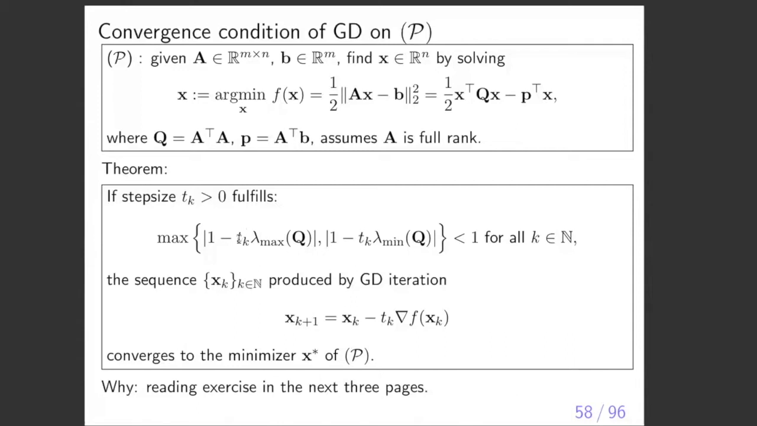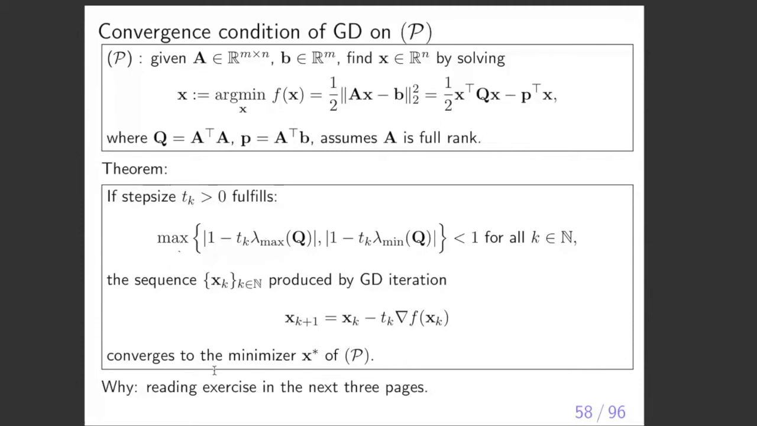If T is 99999, then basically you can take this one as 0, and you are taking the absolute value of 99999 multiplied by something, which definitely won't be smaller than 1. So that means T cannot be too big. And it is the same, but you just change the lambda max to lambda min. So basically it means the step size cannot be too big. So this is the theorem.